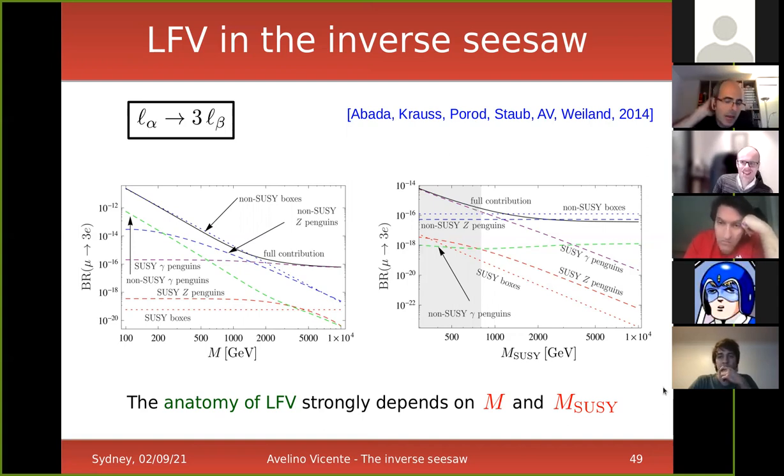So no, thanks. Our point here was that all contributions could be important in some regions of parameter space. And then the typical expectation that you have in supersymmetric models or in seesaw models, that this is always the dominant contribution, doesn't hold anymore. Okay, so anything can happen. Very good. Thanks.